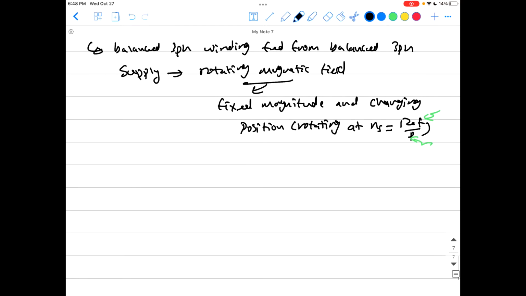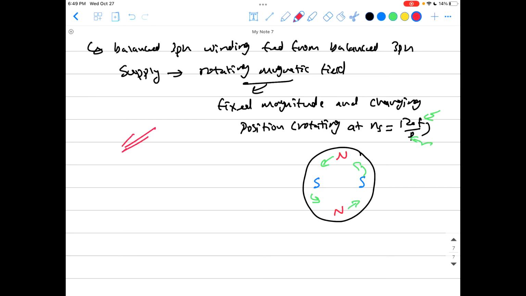So that's what we said here. We have the winding and the resultant poles were a north pole here, there, and a south pole here and there. Those will be rotating around the circumference of the machine at this speed. And here comes the magic.